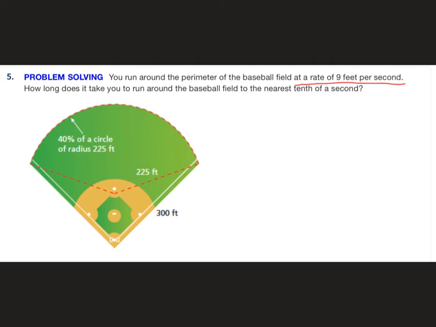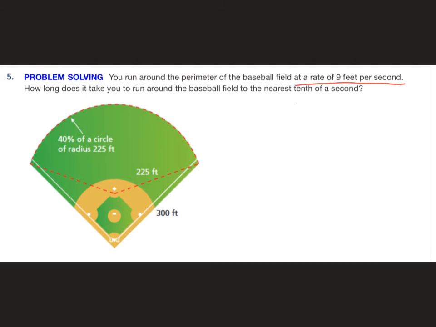So that means we need to find the perimeter. And then how long does it take us to run around the bases? So that's what it says. It says how long does it take you to run around the baseball field? Okay, and the way we're going to do that is we're going to find the perimeter. Let's say it was 900, okay? If it were 900, then we would just divide 900 by 9 and we would get 100 seconds, okay? So that's how long. So anytime you see a rate in a problem, it probably wants you to divide or multiply using that rate, okay? So that's just kind of all story problems related to rates. Okay, so let's get back to it.